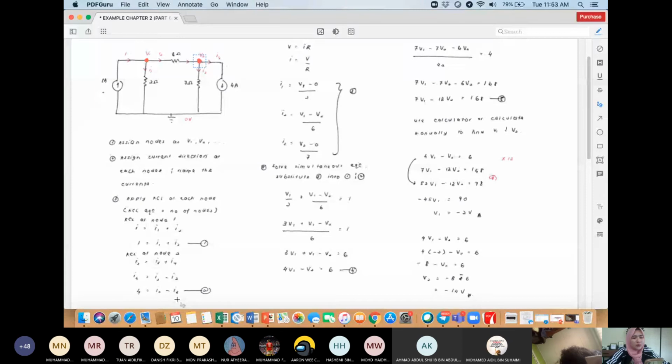Someone asked, can you put this example in ULearn? Later I will put this example in ULearn. So this is equation 1. This is equation 2.